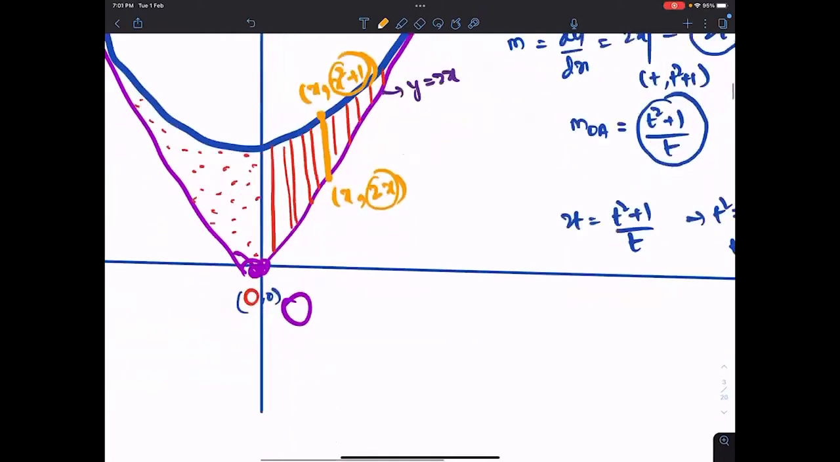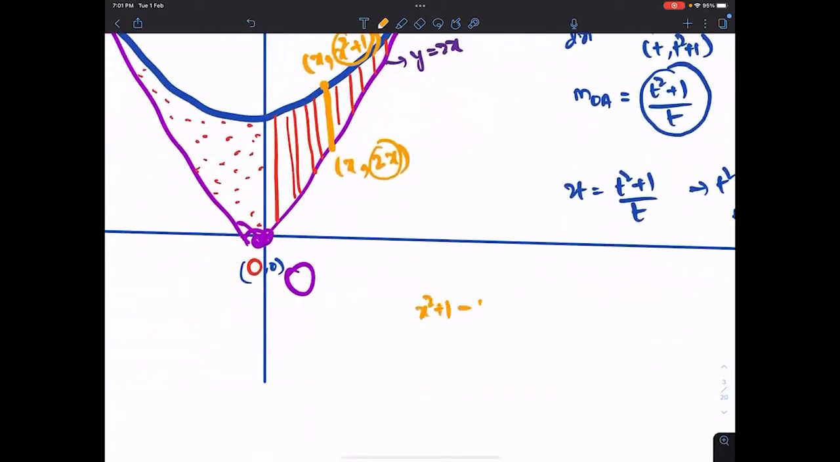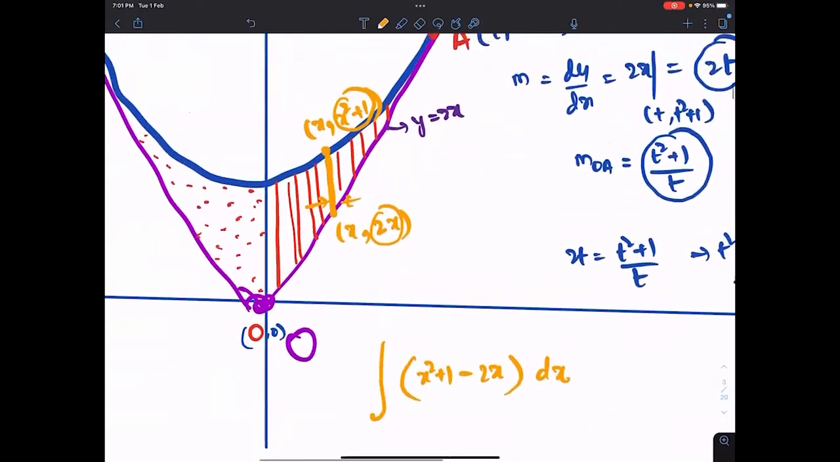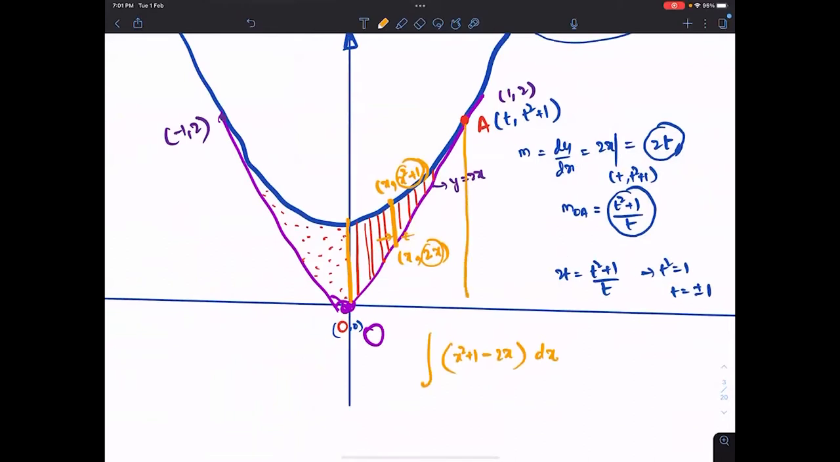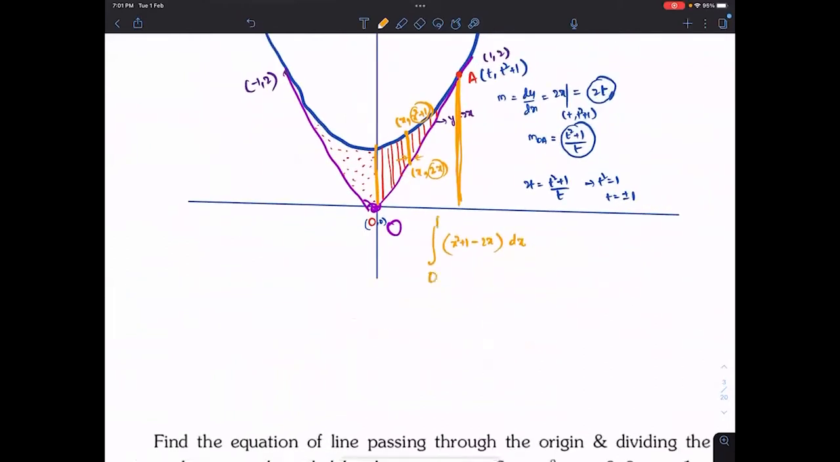That is x square plus 1 minus 2x. What is the width? dx. In the x direction, the width is there, no? And your integration will be from where to where? If you do integration from 0 to 1, x coordinate 0 to 1, you will get that area, whichever is there here, yellow.